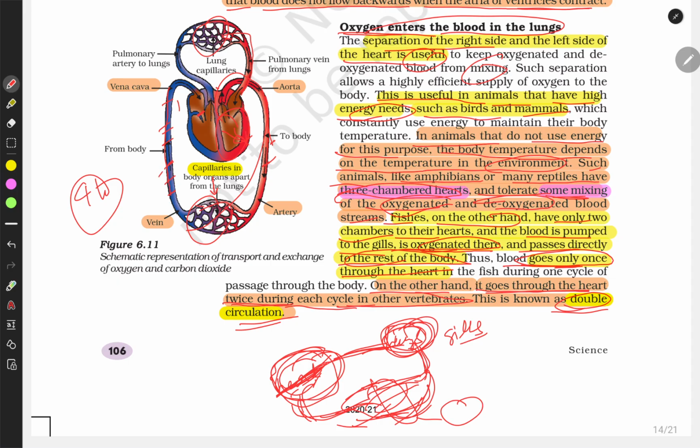thick walls. Also, one more interesting thing, in the heart, when this wall pushes, it takes the blood into the lungs. When this wall pushes, it takes the blood to the different parts of the body, which needs a large amount of pressure. So comparatively, this wall of the heart is thicker compared to this wall.